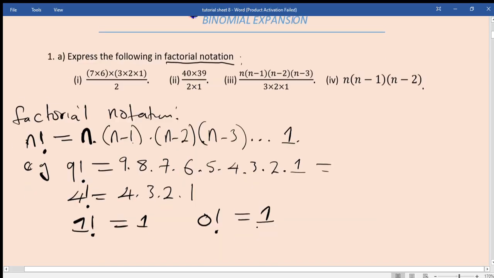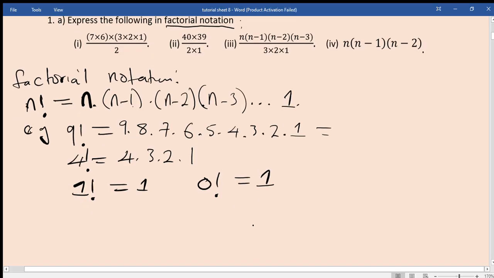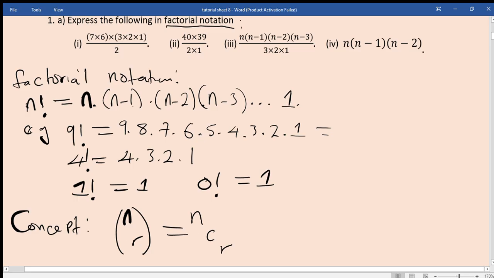So here we want to write all these expressions in terms of factorial notation. The concept we are going to use here is the combination concept. So we'll use the factorial concept, and at the same time the concept of combination, where n combination r can be written like this, or as nCr. These two are just the same notation. They simply represent combinations.